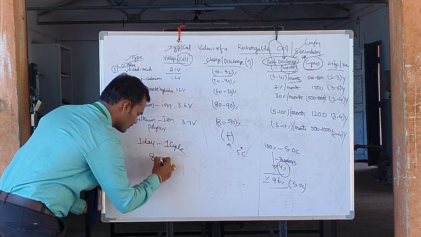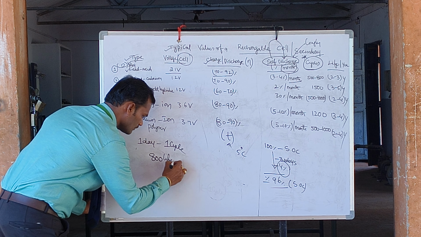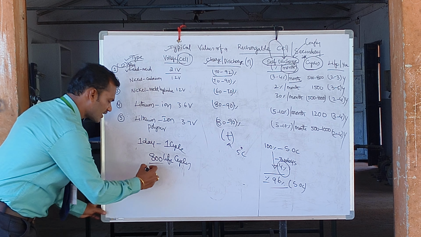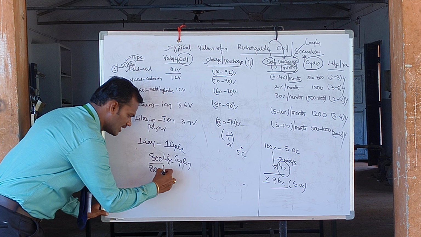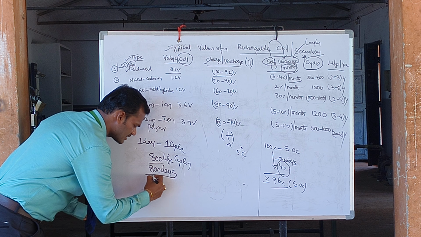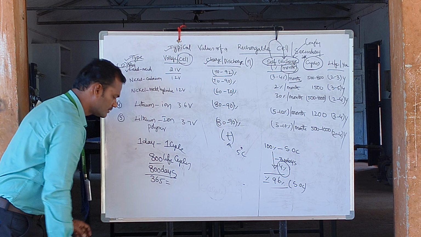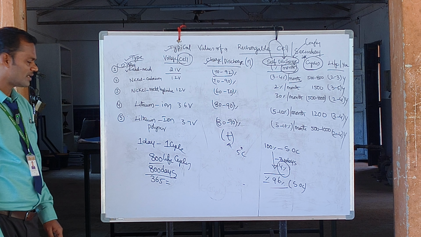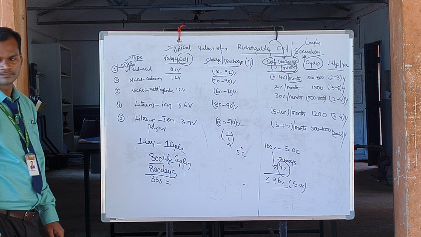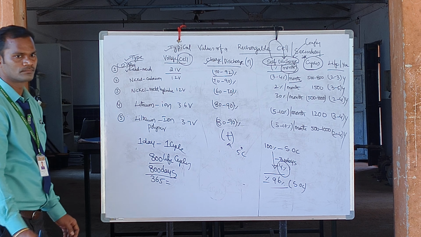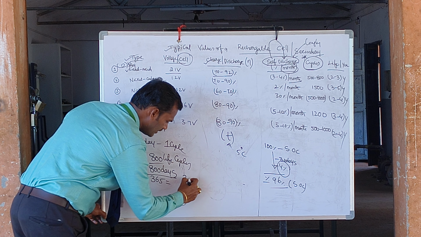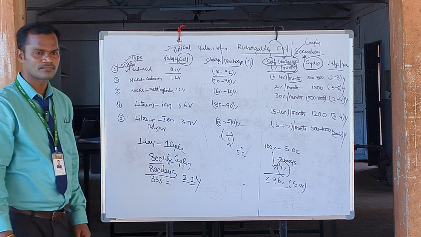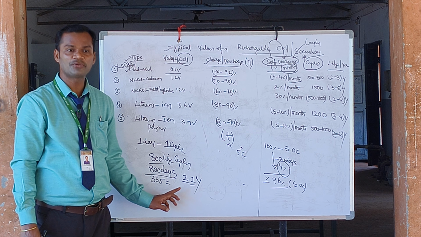So how many cycles are given in the problem? 800 life cycles are given. So 800 means how many days can it run? 800 days, divided by 365 days. Calculate it. How many years? 800 divided by 365. 2 point something. So 2 years and 1 month, I mean 25 months.